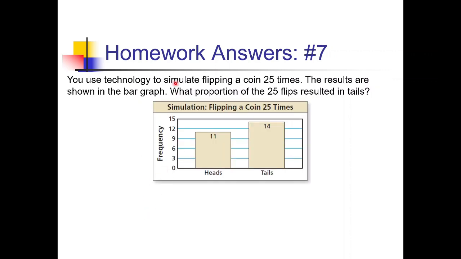For this problem, we use technology to simulate flipping a coin 25 times, and the results are in the bar graph. What proportion of the 25 flips resulted in tails? Well, the total number of tails, according to this, is 14, and they actually literally spelled it out in case you weren't sure about that 2/3 of a grid line there. So 14 over the total of 25 gives us the proportion. And we can turn that into a decimal if we would like. I believe that's going to be 0.56.